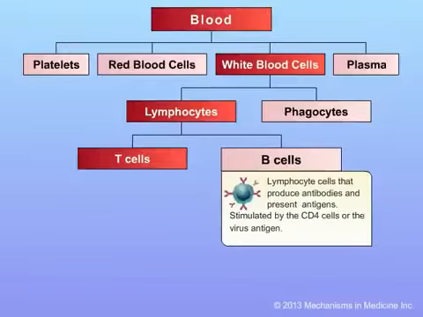The B cells, or B lymphocytes, are cells that produce antibodies. These cells are also among those that can present antigens to the T cells. And these are cells that are stimulated by the CD4 lymphocyte population and by viral antigens.